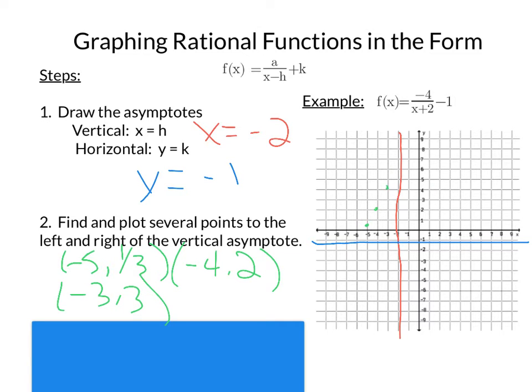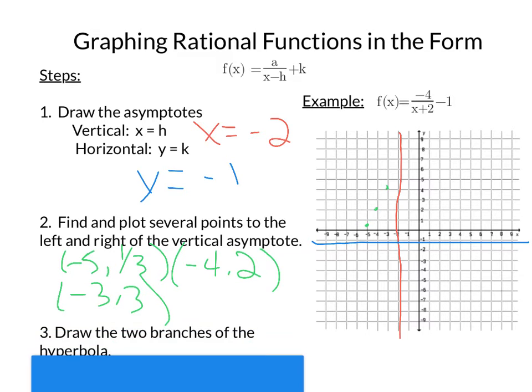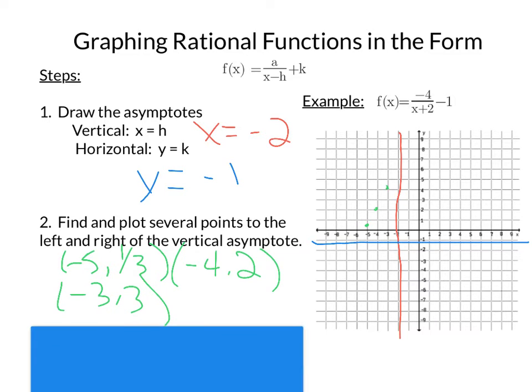Now I'm going to choose 3 values to the right of my asymptote. So I'm going to plug in the values of negative 1, 0, and 1. When I plug those values into my function, I get the points negative 1, negative 5, zero, negative 3, and 1, negative 7/3.